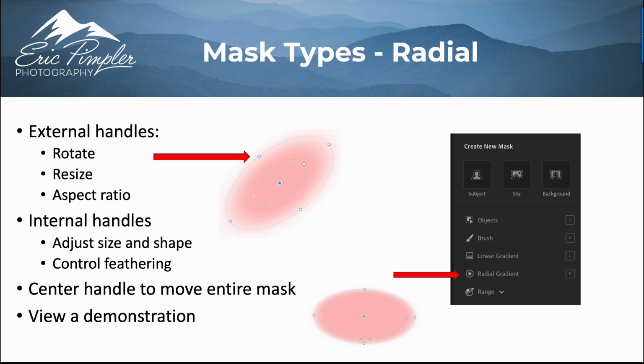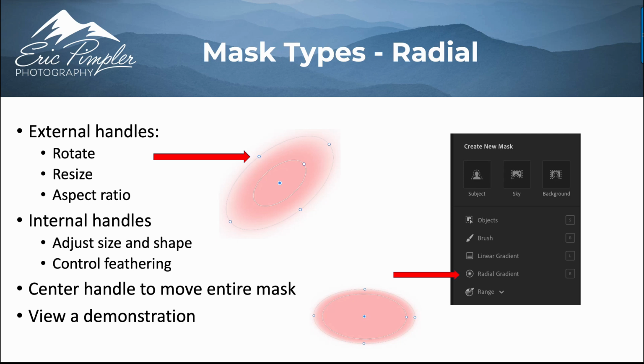Now, if you're looking to rotate, there's going to be a little bit different cursor. You're not going to see the points that you see here. On the external handles, there's actually kind of a bending arrow that allows you to rotate the radial mask. We'll see that when I do some demonstrations.